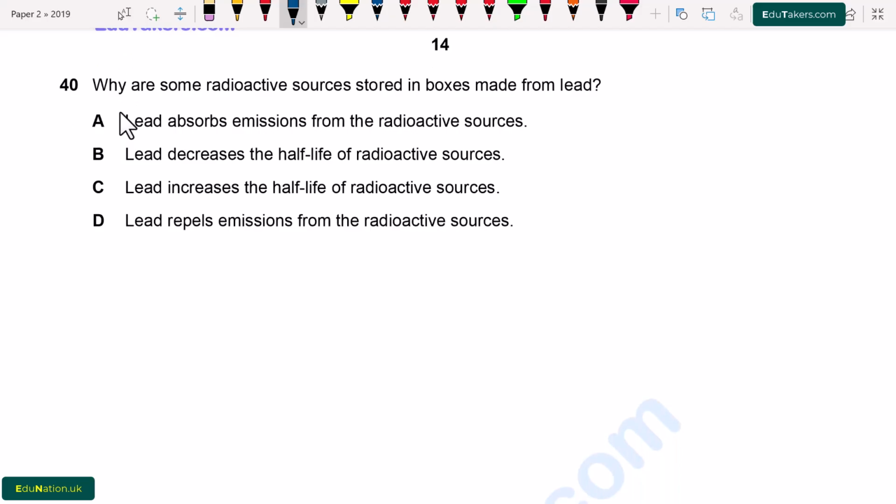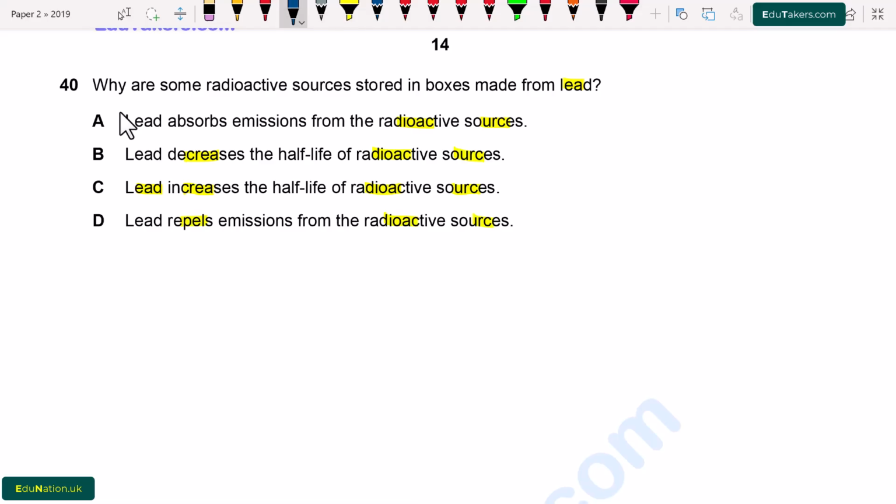Question number 40. Why are some radioactive sources stored in a box made from lead? Option A, lead absorbs emission from the radioactive sources. B, lead decreases the half-life of the radioactive sources. C, lead increases the half-life of the radioactive sources. D, lead repels the emission from the radioactive sources.